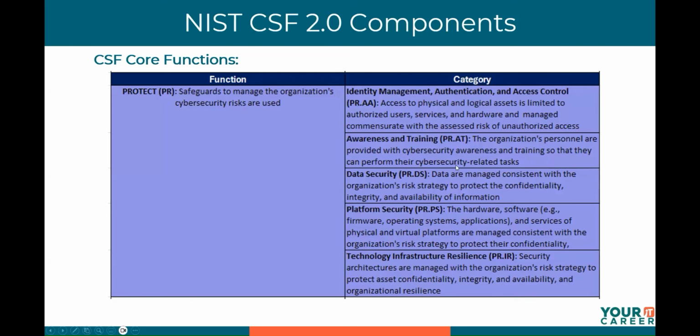Now the next screen, let's talk about the protect function. And again, the acronym that they're using here is PR, for protect. And then we have 5 categories here. The first one is identity management, authentication and access control. Now, I hope you all have light bulbs going off here.